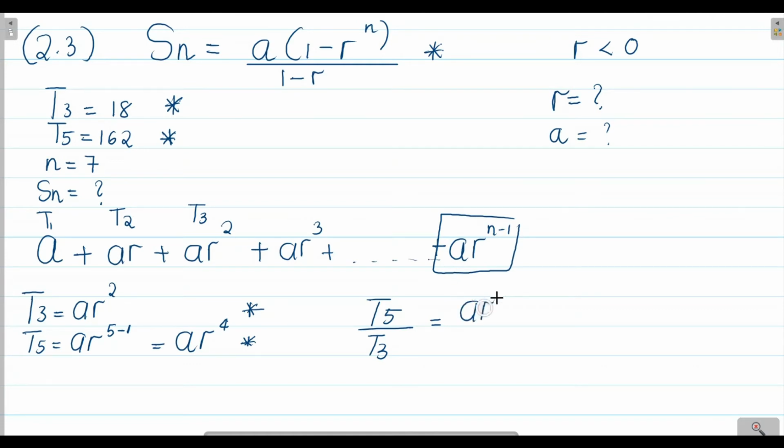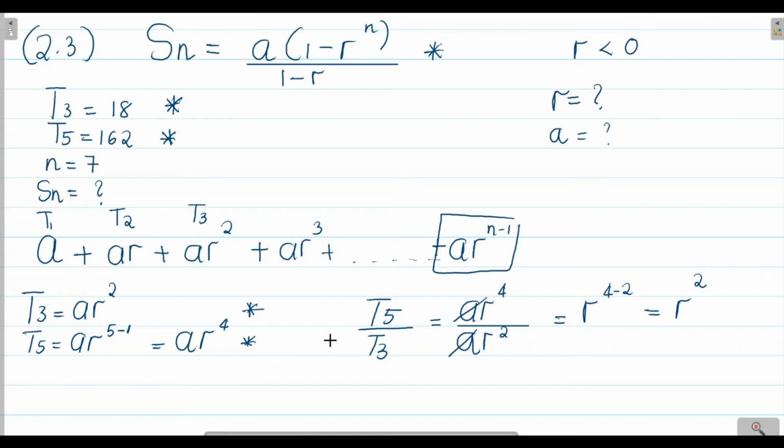T5 is A times R to the power of 4. If you divide by T3, it's going to be A times R to the power of 2, right? What happens? The A and the A cancel, and you've got R to the power of 4 minus 2. So if you're dividing numbers that have the same base, remember, guys, you need to subtract your exponents. This is exponential laws. And therefore, your final answer is T5 over T3 is equal to R squared.